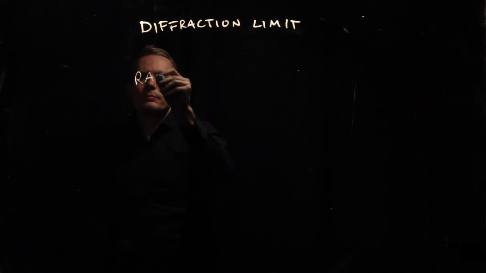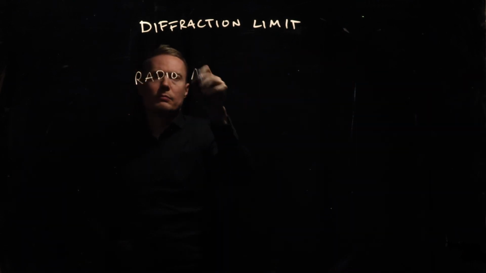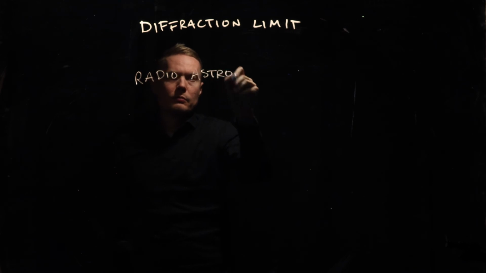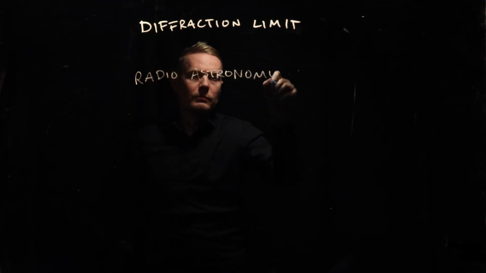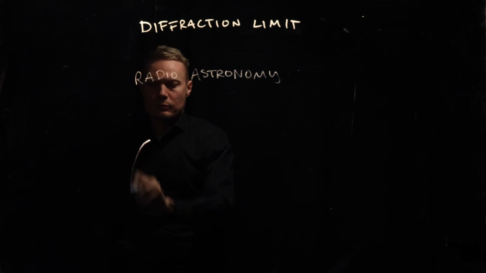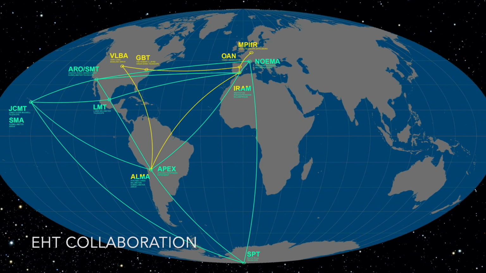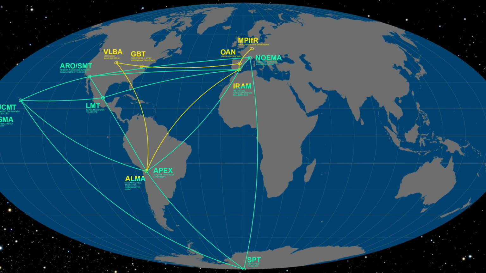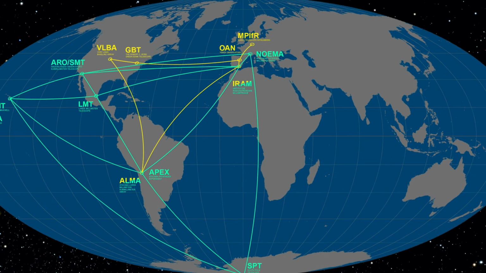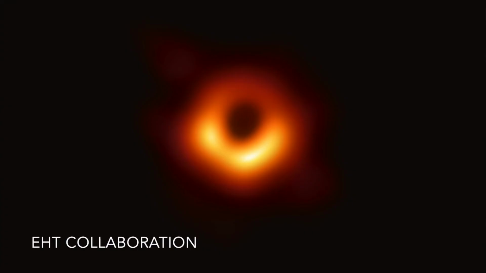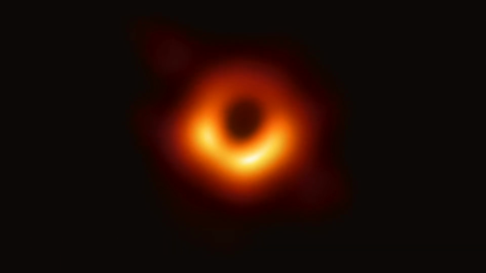I'll give you one more example of where you can use the diffraction limit equation. Radio astronomers often use radio telescopes distributed around the world to synthesize a large aperture the size of the Earth. Here's a map of radio telescopes around the world. These telescopes were networked together to form one large telescope with sufficient angular resolving capability so that it could be used to image the event horizon around the black hole in the center of the M87 galaxy.